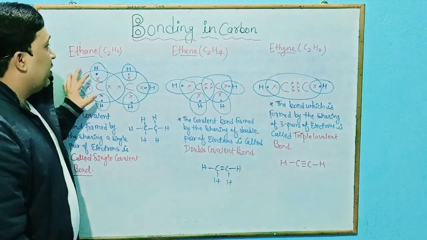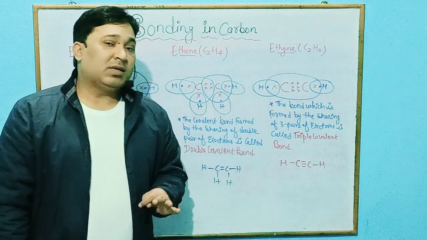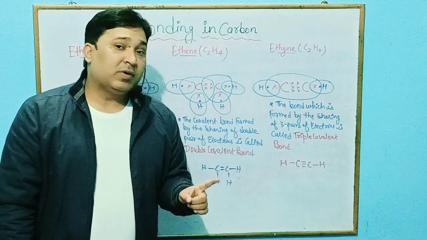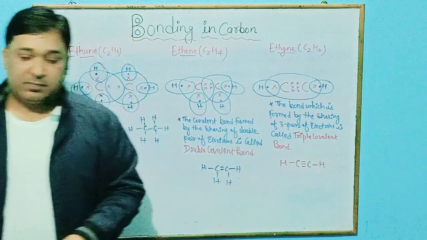So the covalent bond is a bond which is formed by the sharing of electrons, and there are three types of covalent bond, that is single covalent bond, double covalent bond, and triple covalent bond.